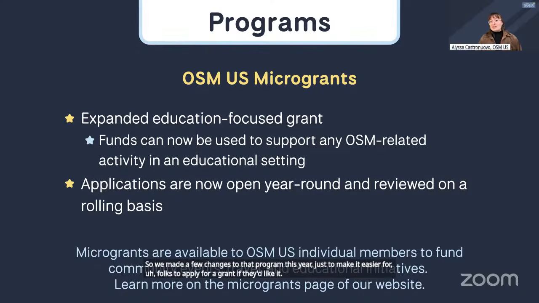The first is that we expanded the education focus grant. So you can now apply for funding to support any OpenStreetMap related activity or classroom materials in that educational setting. And we have now opened up the applications for the microgrants year round. So you can apply whenever you'd like to apply.